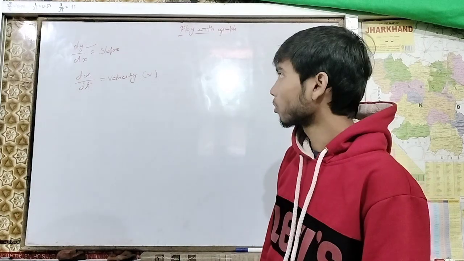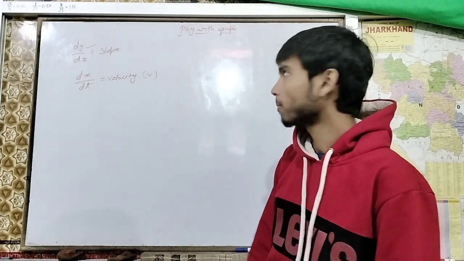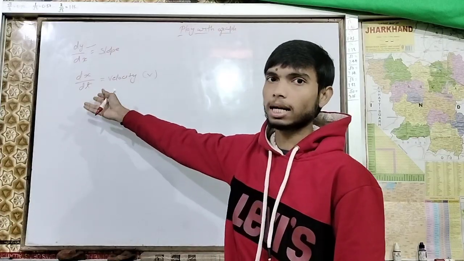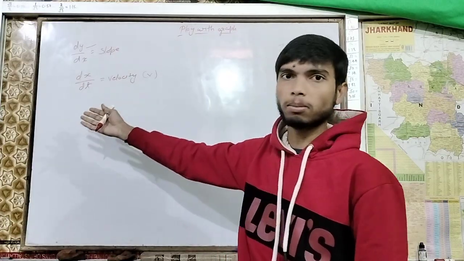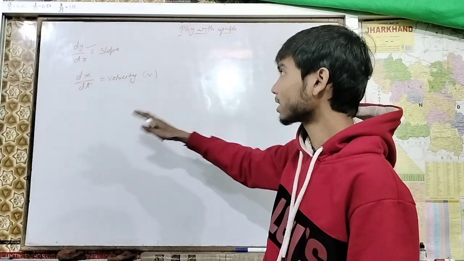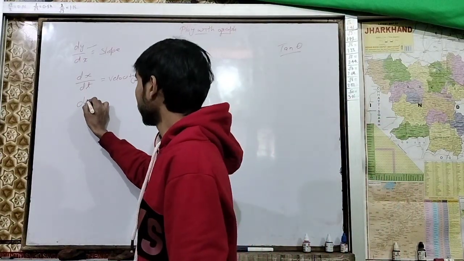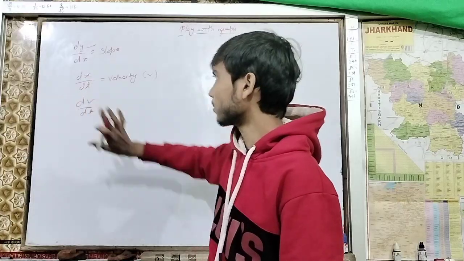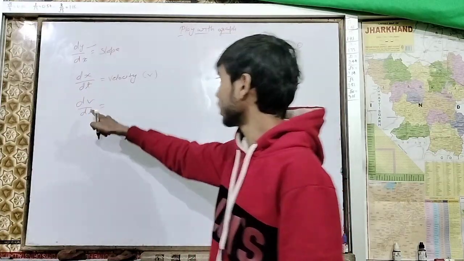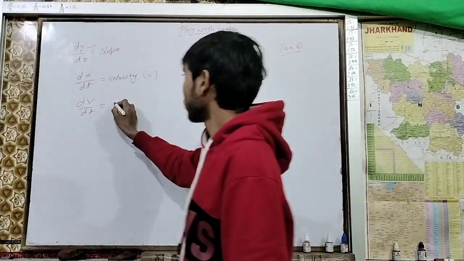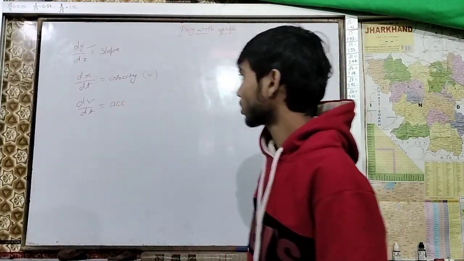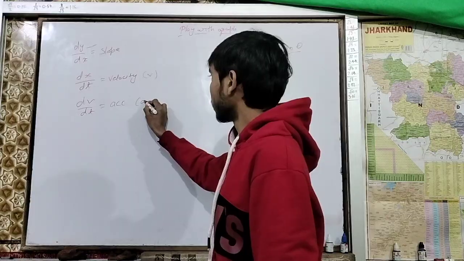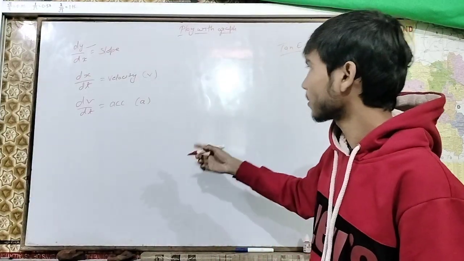Now, next for acceleration. What if you replace this x by v and t stays as it is? In that case, our formula will become acceleration. So acceleration is nothing but dv upon dt. We just replaced x by v. That's it. And now it became the acceleration formula. Acceleration, in short, I wrote over here, can be represented by a small letter a.